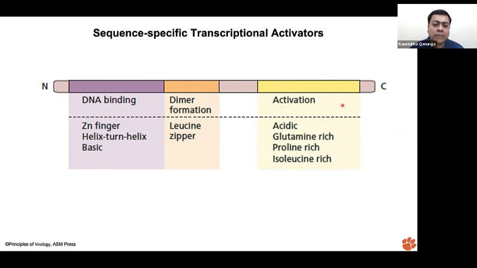And also there is an activation domain, and several different types of protein can bind there, which could be acidic. Now remember that the proteins could be acidic, and that is not the part which is basic. They could be acidic, glutamine rich, proline rich, isoleucine rich. There are many different types of protein that can be found to activate the DNA as well. So these are some of the general rules of the sequence-specific transcriptional activators, which recognize very specific sequences in the regulatory region of the transcription.